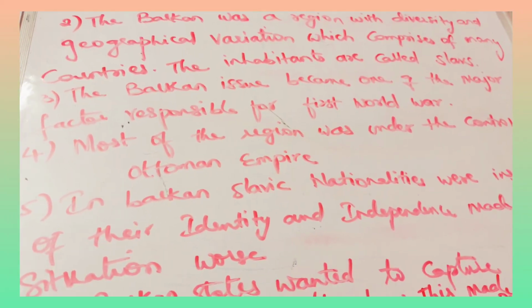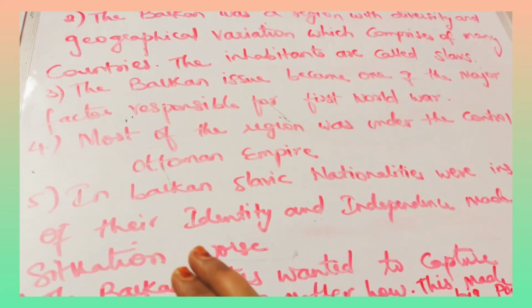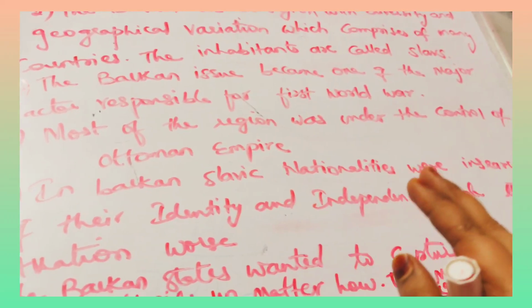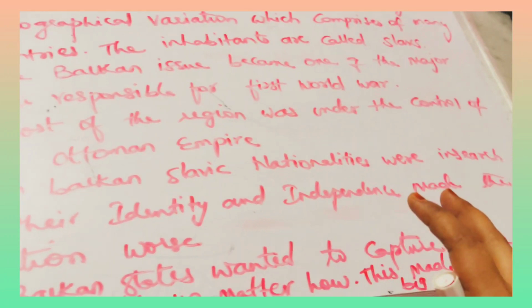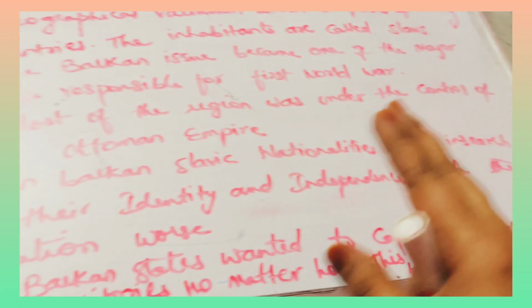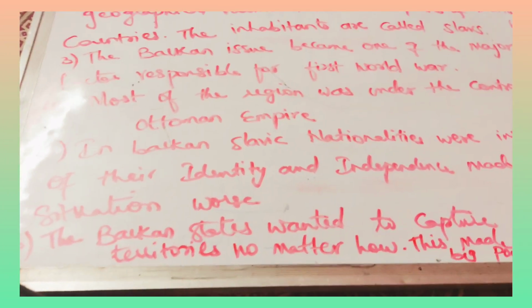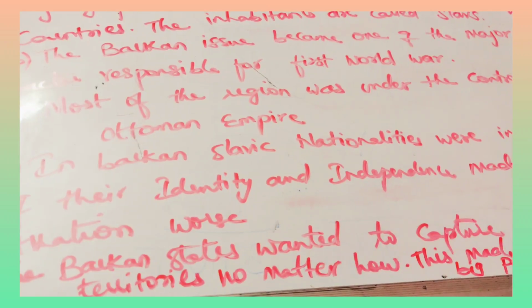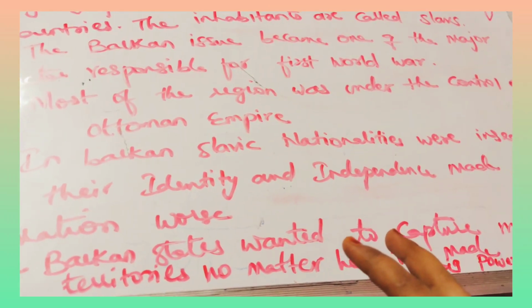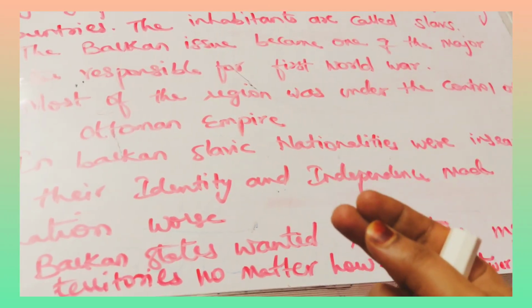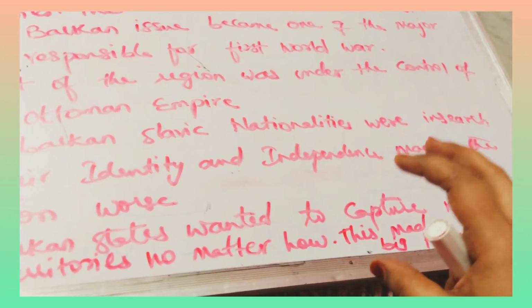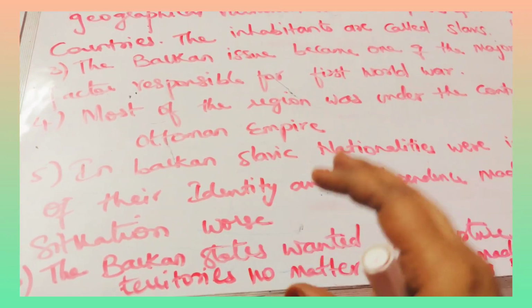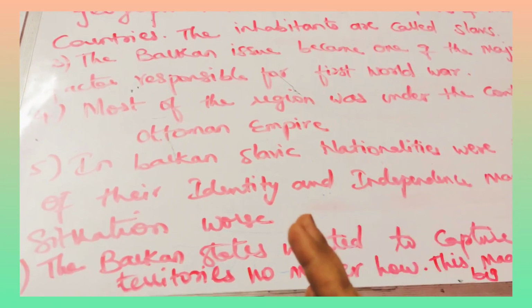In the next point you have to write that the Slavic nationalities in the Balkans were in search of their identity and independence. They were searching for their identity and they wanted independence. This made the situation worse.